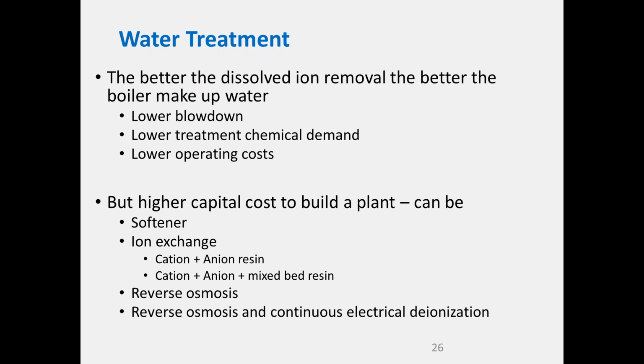In water treatment plants, like I talked about, the most basic is a softener, normally after potable water, or you could have an ion exchange plant where you use a cation resin bed followed by an anion resin bed. So cation takes out all the positively charged ions, anion removes the negatively charged ions, or you can have a cation and an anion, and then a mixed bed, which improves the performance even more. You could use reverse osmosis membranes, or you could use reverse osmosis and a continuous electrical deionization unit. There are 101 different ways to skin the cat on that.